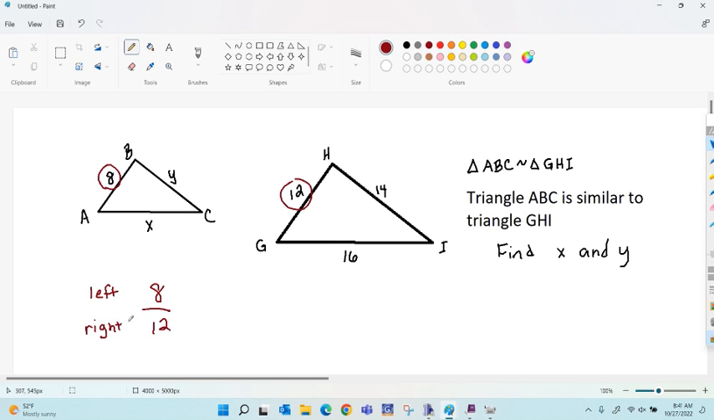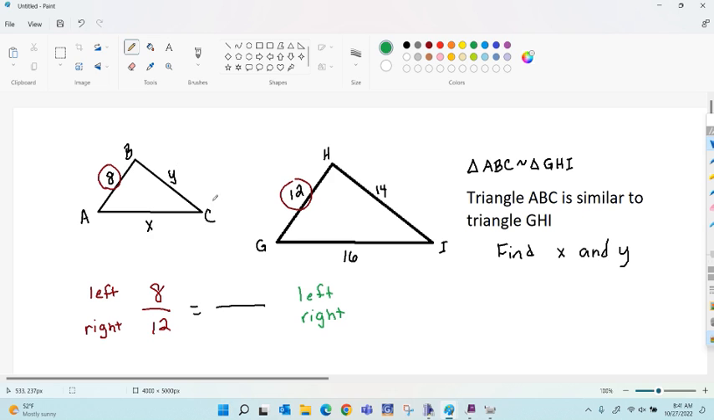Not right triangle as in 90 degrees, but the one on the right. That's going to equal a ratio from the other side. Now I can't find X and Y at the same time, but I need to pick something from the left triangle and pick the one that's in the same location on the right triangle. So pick either X or Y from the left triangle. You can't be wrong, as long as you pick X or you pick Y.